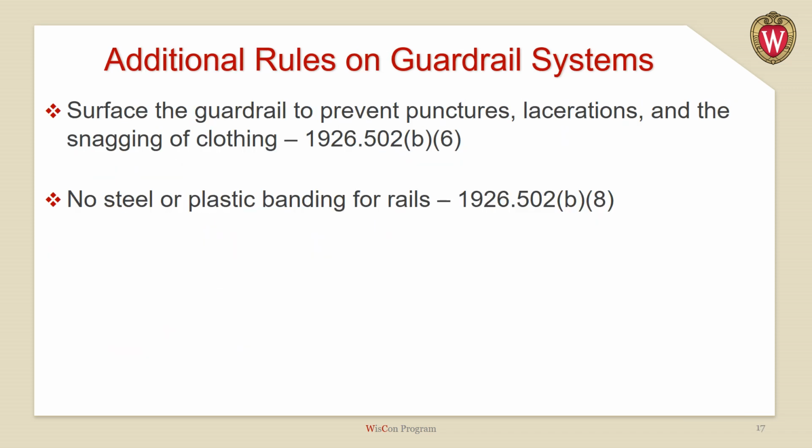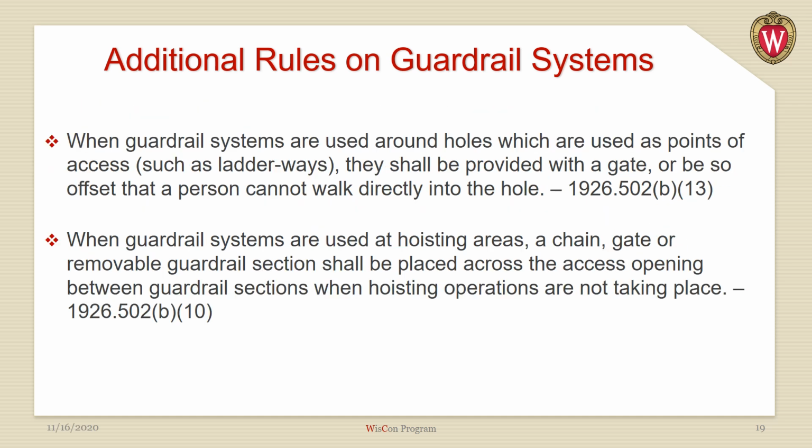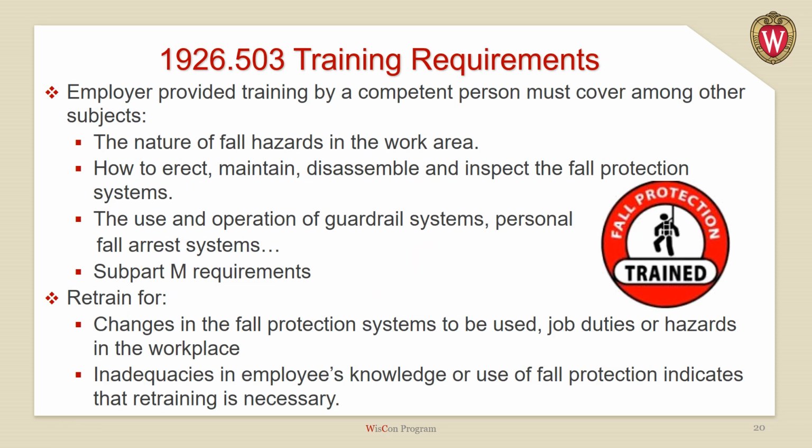Additional rules on guardrail systems to be aware of include safe surface of rail materials, no steel or plastic banding used for rails. For guardrails to be effective, continuity of protection is essential. Until guards are fully in place, assembled, or repaired, tie-off is required in these areas. Access openings in the guardrails must be provided with either a swing gate, chain guard, or so offset that a person cannot walk in a straight line directly through the opening and must turn a corner before passing through the opening.